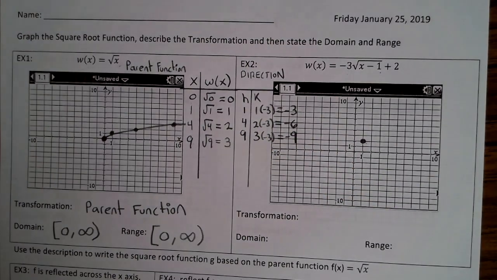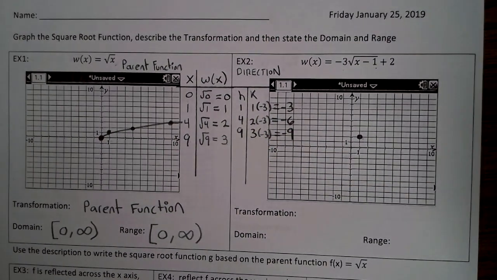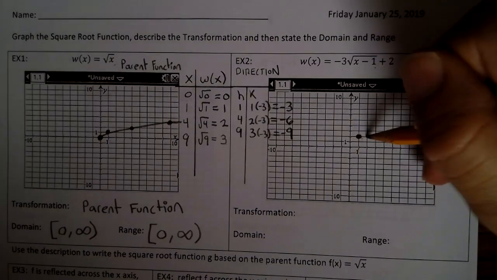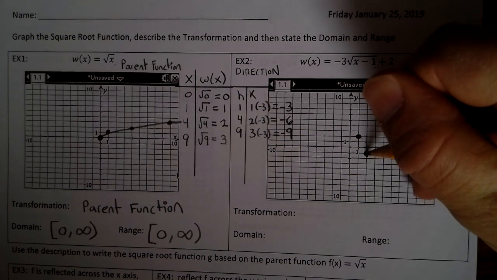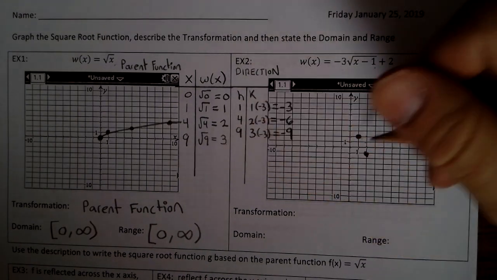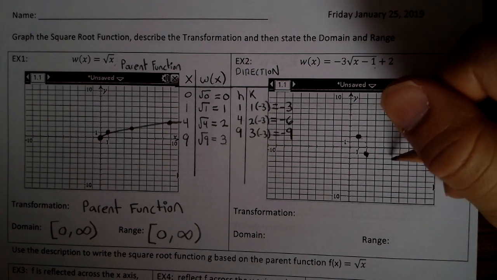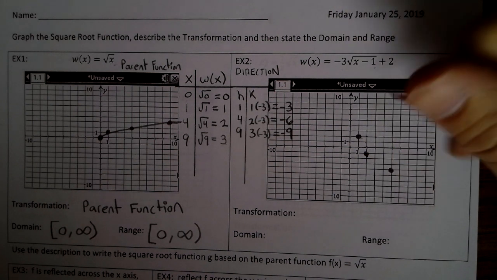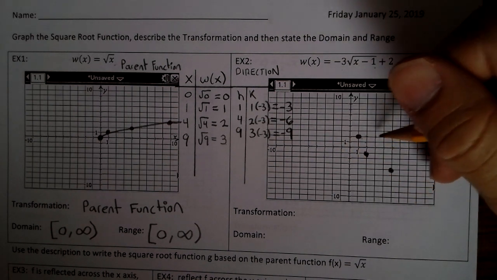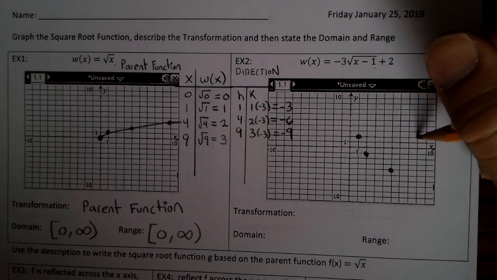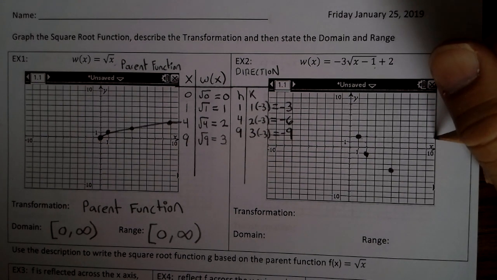So from here we go to the right 1, down 1, 2, 3. To the right 4, down 1, 2, 3, 4, 5, 6. And to the right 9, down 1, 2, 3, 4, 5, 6, 7, 8, 9.